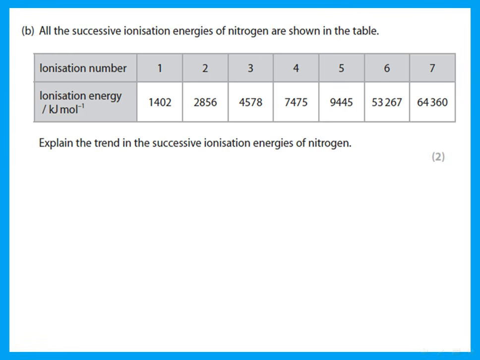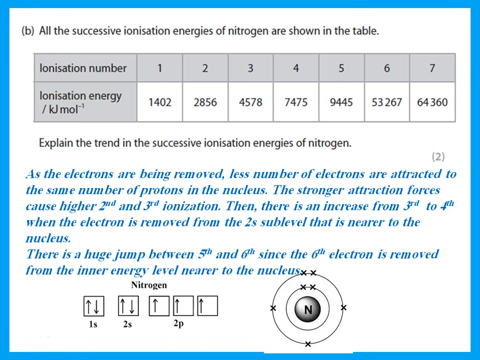All the successive ionization energies of nitrogen are shown. Explain the trend in the successive ionization energies of nitrogen. So let us see. Remember, as we go along, first, second, third, fourth, fifth, sixth, seventh ionization energy, the ionization energies increase. Now, why are they increasing? Fewer electrons are being attracted to the same number of protons. So there will be stronger attraction forces, and that is why the second and third ionization energies are higher than the first.